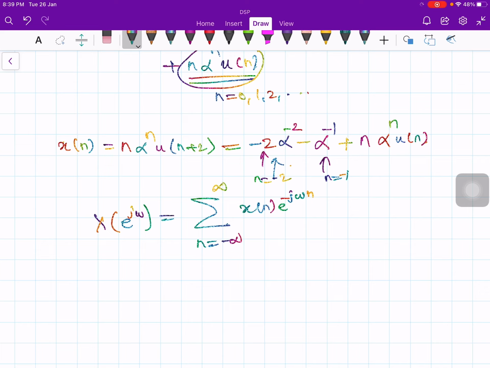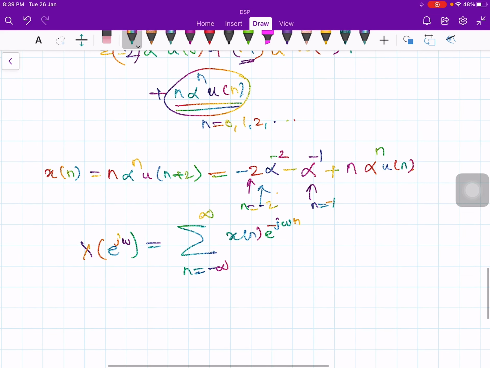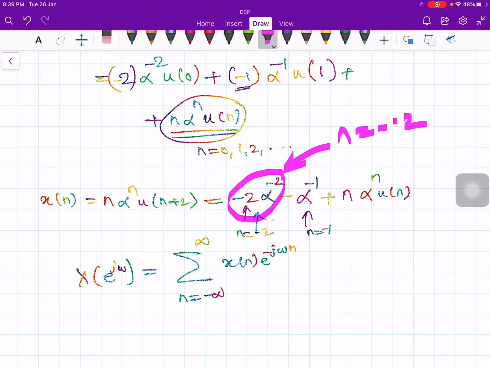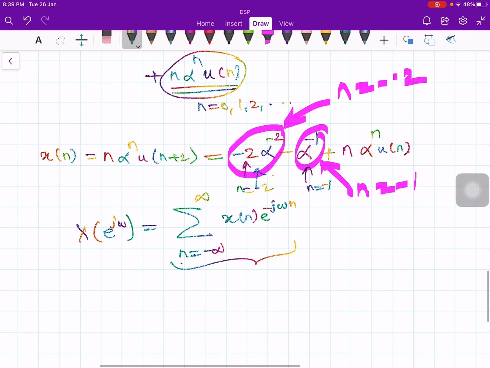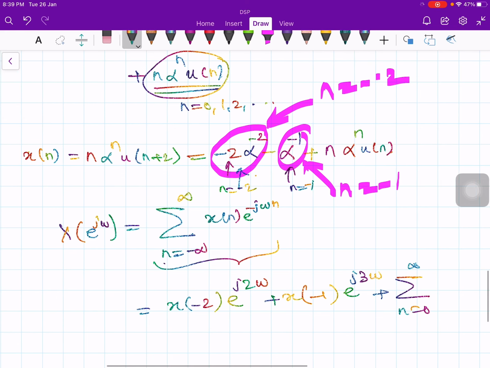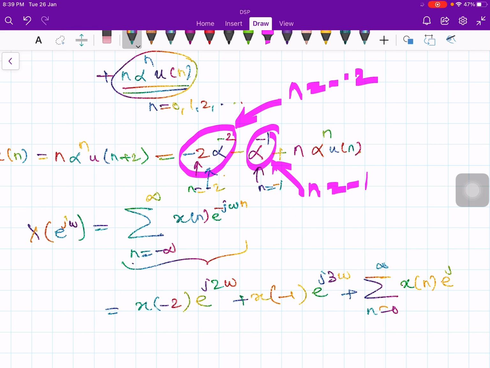I'm not supposed to write like this. Anyway, as far as understanding is concerned, this is okay. This guy is sitting at n is equal to minus 2 and this one is sitting at n is equal to minus 1. Therefore in this summation you have two terms, one is at n is equal to minus 2, therefore x of minus 2 e to the j2 omega plus x of minus 1 e to the j3 omega plus summation of n is equal to 0 to infinity. I can write the rest of the terms, x of n e to the minus j omega n.